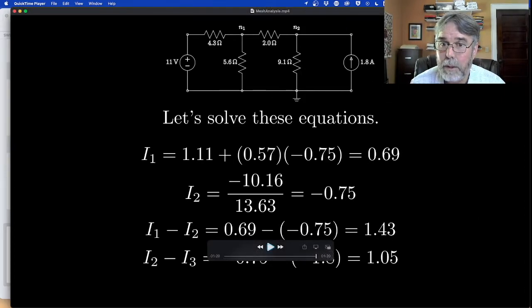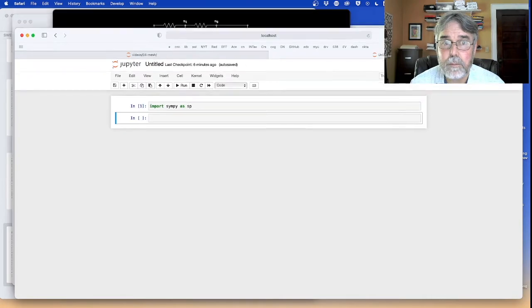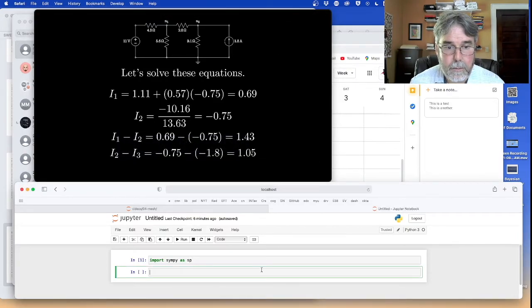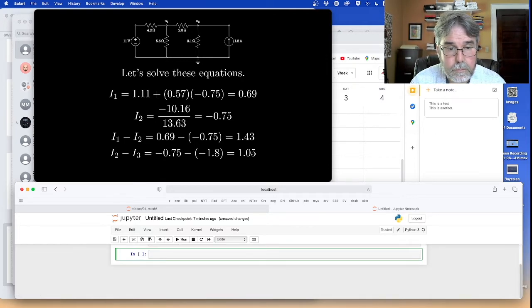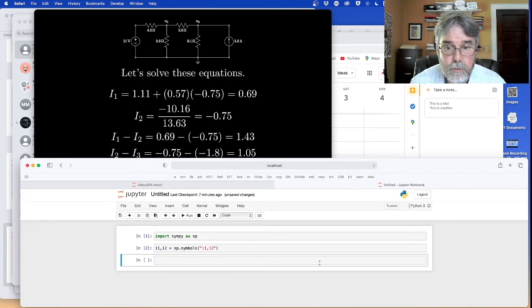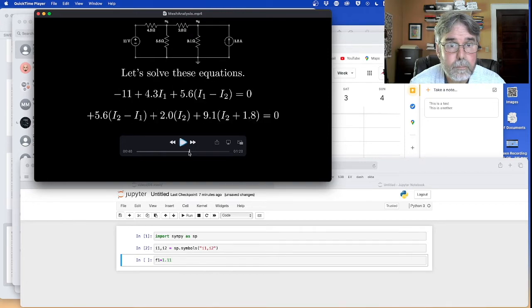Let's scrunch this guy up a little bit. I want to go ahead and just point out, if you wanted to solve these equations on the computer, you could do that in the good old-fashioned way. So I've imported SymPy here. Actually, let's just do I1 and I2 as symbols. And then let's write down the two functions, F1. Hang on. I want to go back to the equations. These guys. Okay.